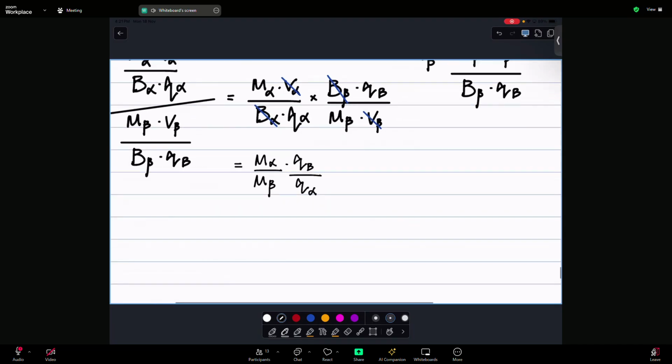So now we'll just replace the values of their masses. What's the mass of alpha? For u, I'll do it a different way because I want to teach you something. Do you know what u is?